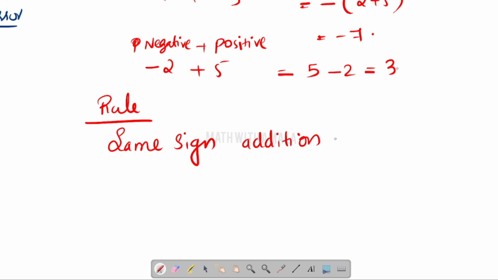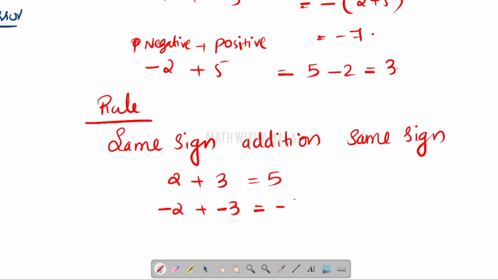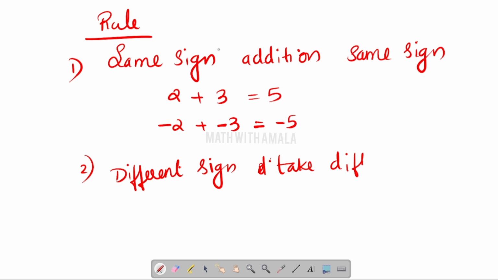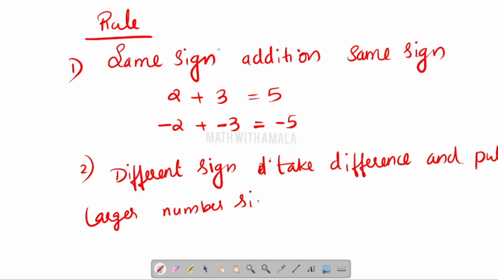If we have the same signs, then you have to do the addition, then put the same sign. That is 2 plus 3, both are positive, add them and give the same sign, that is positive. Likewise, minus 2 plus minus 3 is equal to minus 5, add them and give the same sign. Then for different signs, take the difference and put the larger number's sign.